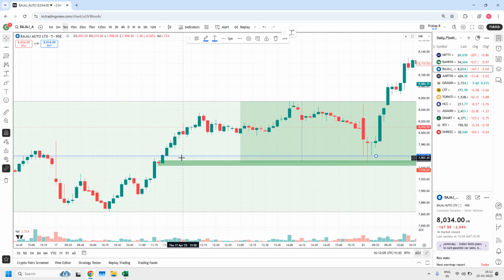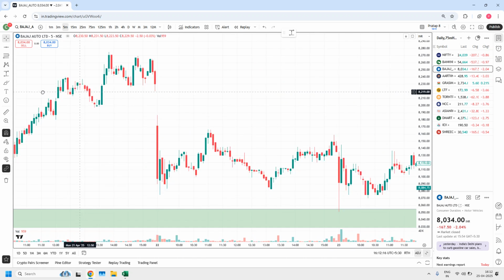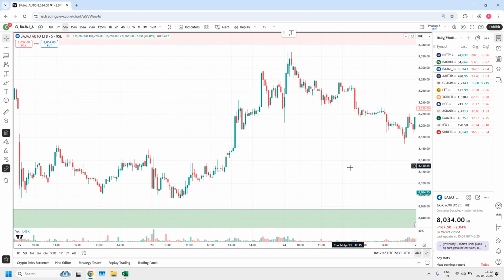What is the blue color line I have drawn here? I added 0.1% entry buffer here. Even then we did not get the trade. That is what I am trying to say.